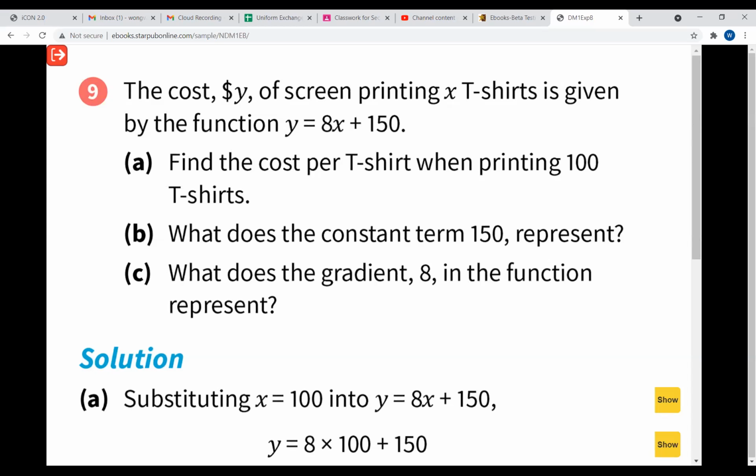Or if you print 1 t-shirt, how much do you have to pay? 8 times 1, which is 8, plus 150. So $158. 1 t-shirt, $158. What kind of t-shirt is that? You know what to do.